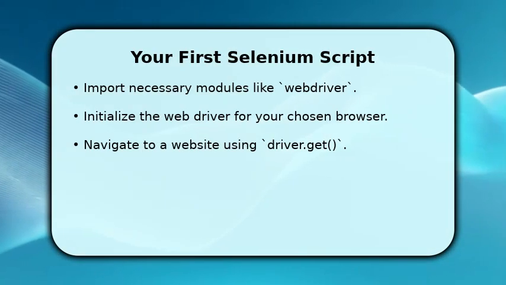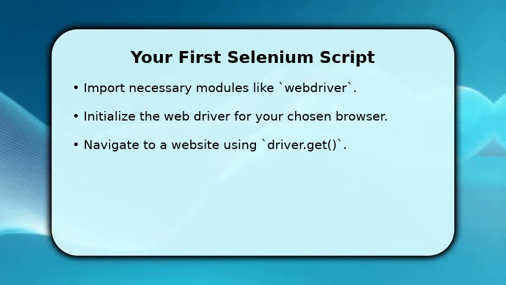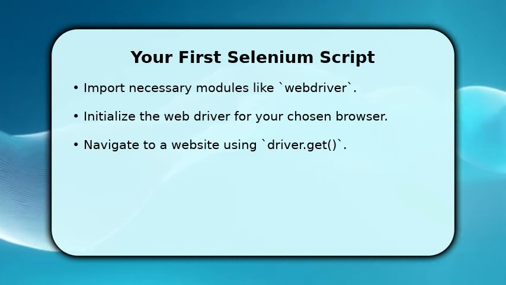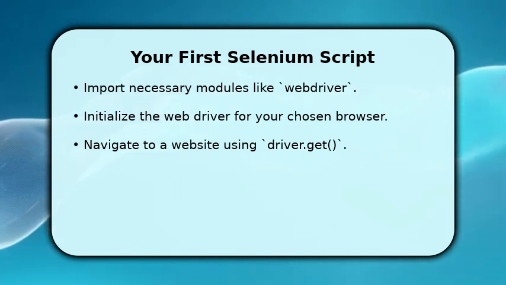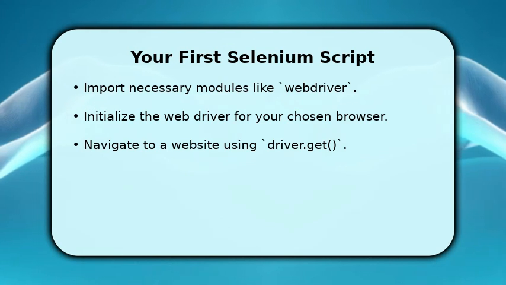Now, let's write a basic script. Begin by importing the WebDriver module from Selenium. Then, initialize the WebDriver for your browser, for example, webdriver.Chrome. After that, you can navigate to any website using the driver.get method, passing the URL as a string. This simple script opens a browser and directs it to your specified page.